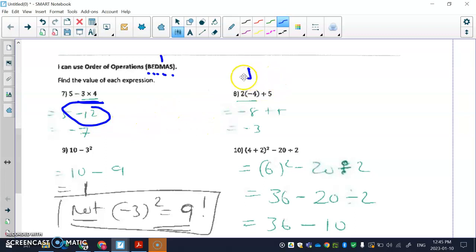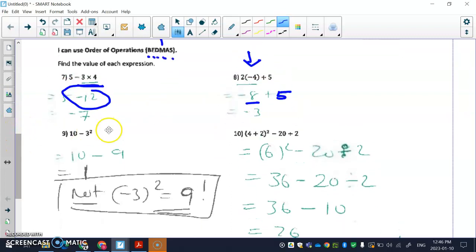Same with this one here. These guys here are being multiplied. So multiplication goes before addition. You get your minus 8 when you multiply these two. Then you add 5 to it. So my 5s sometimes look a little weird. That's a 5 there. And minus 8 plus 5 is negative 3.